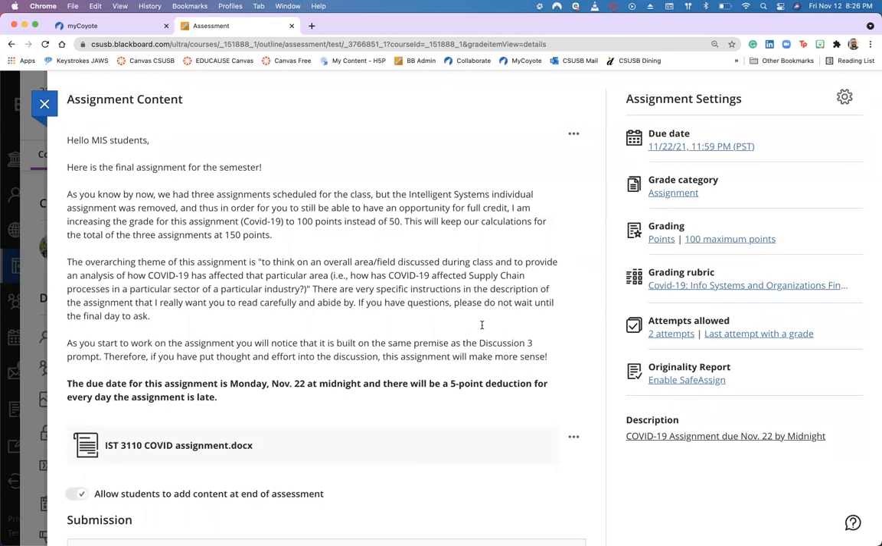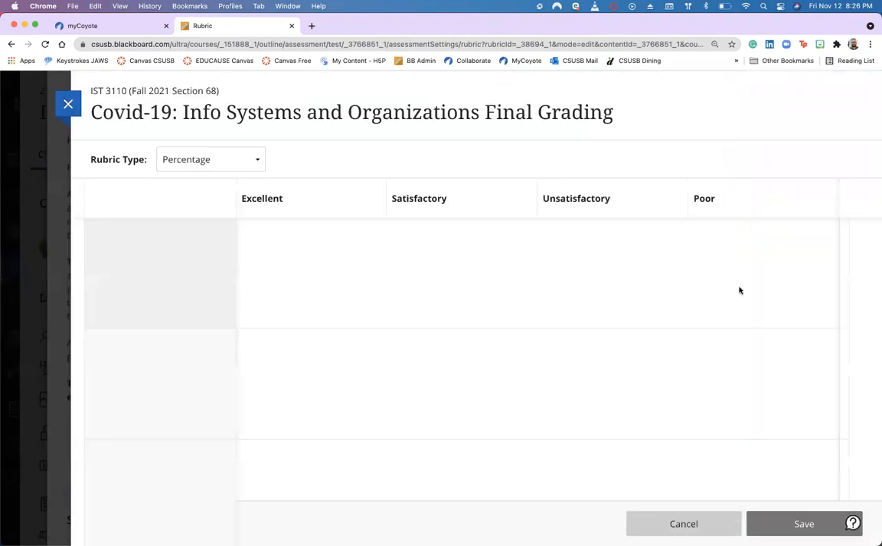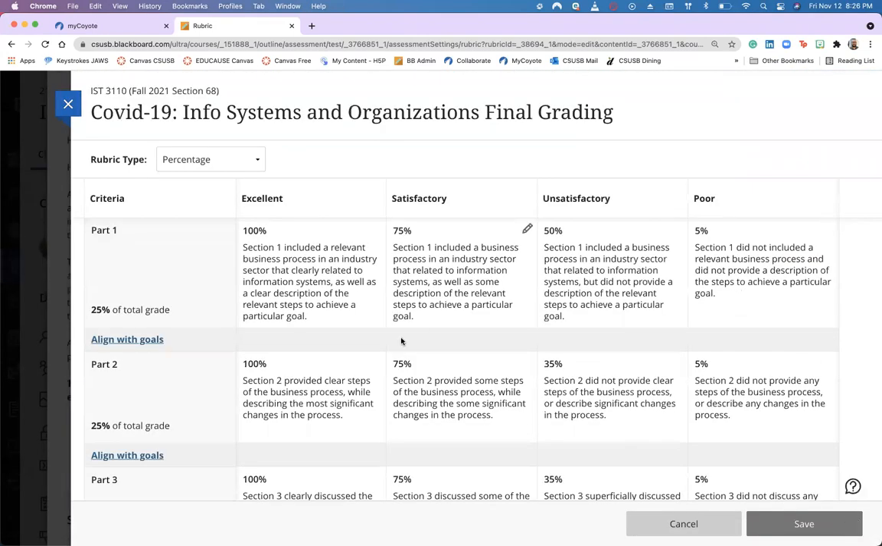The other thing that I want you to know about this particular assignment is that, as I have for other ones, there is a rubric. And this is what the rubric is going to be. The different parts of the rubric, 5 parts, are going to be, I want you to make sure that you use a relevant business process in an industry sector. Okay.